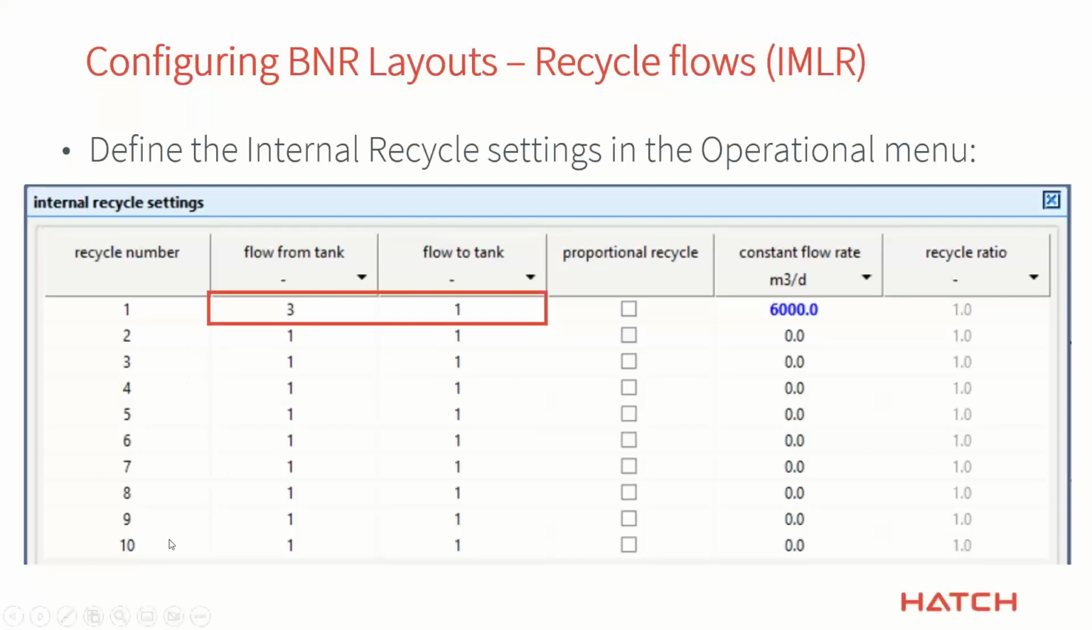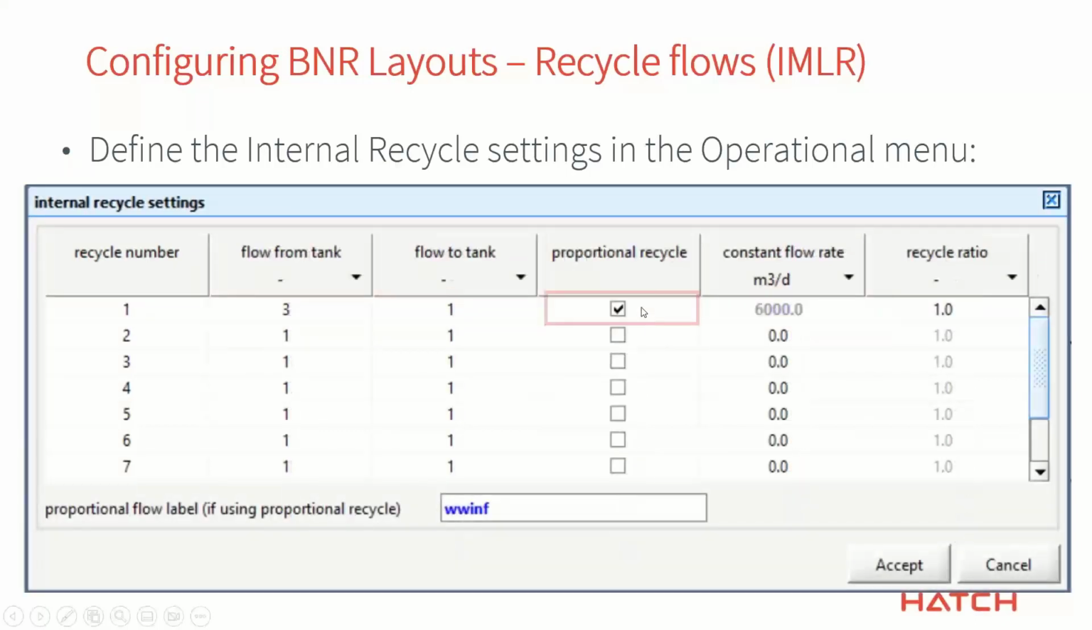You can specify up to 10 different recycles. They'll go from tank 3 to tank 1 in this particular case, and then you can set a constant flow rate if you like. We also have the option to do a proportional recycle. If you do that option, this thing gets grayed out, and then you get a recycle ratio, and then this opportunity here in this window to type the GPSX label of the connection point where you want to make the flow proportional to. So for example, typically you would put here the influent label, the label of your influent object, and then GPSX will set that flow times this recycle ratio, and then that becomes your internal mixed liquor recycle.